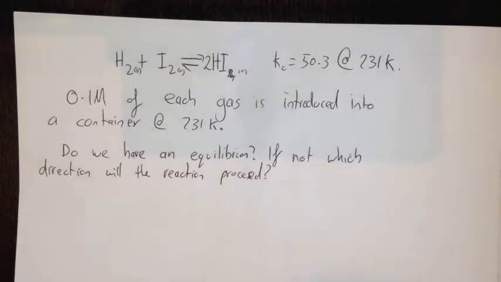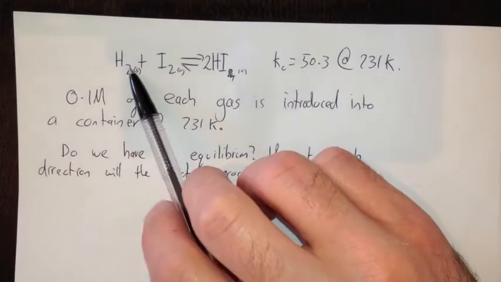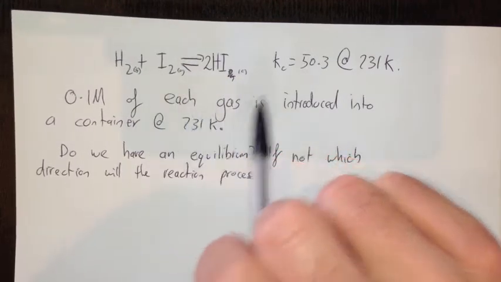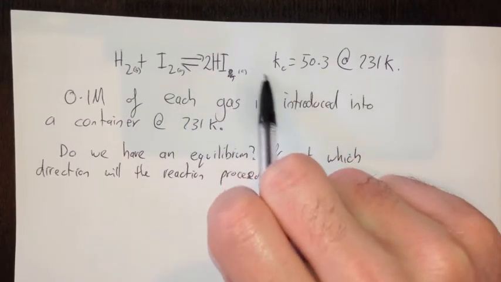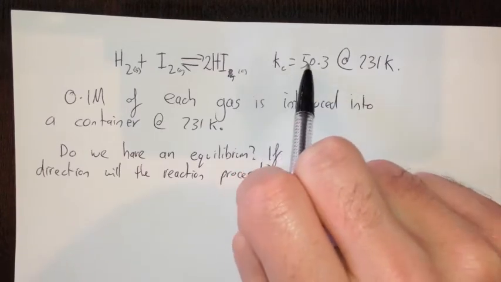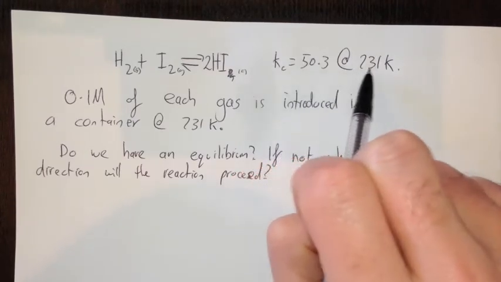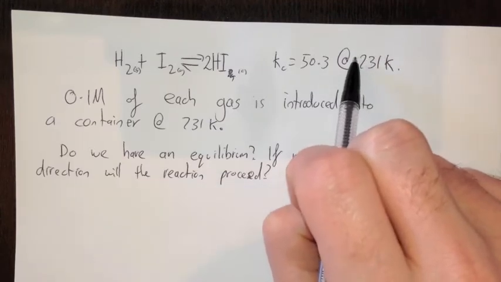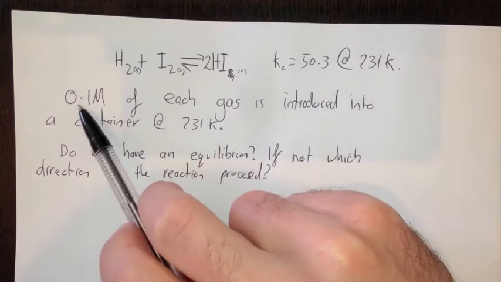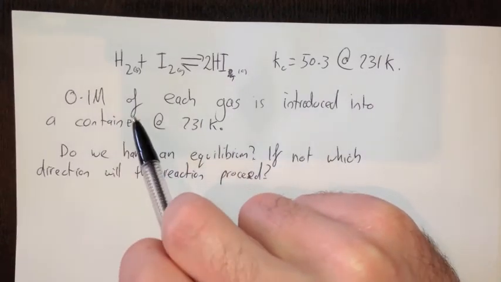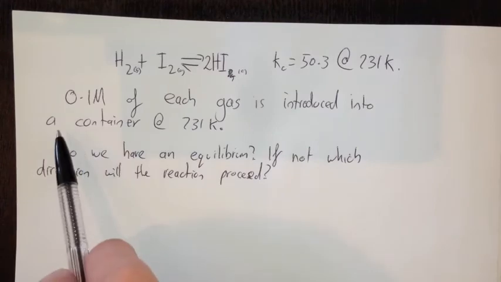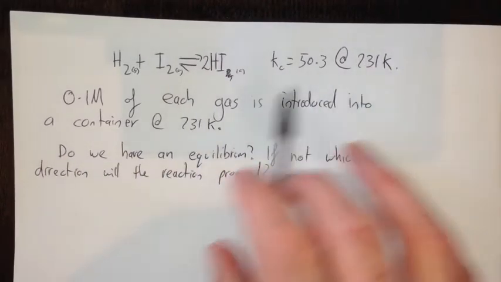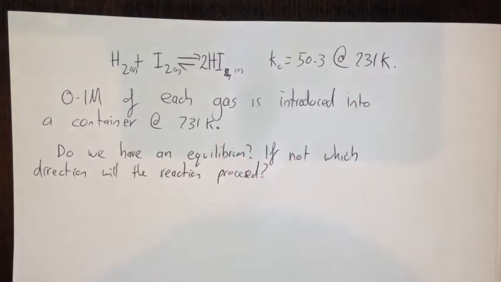Okay, here's our first question for equilibrium, and it's using this equation here, where it's the formation of hydrogen iodide from hydrogen and iodine. The equilibrium constant is given to us here, Kc, as 50.3 at a certain temperature, being 731 Kelvin. And we have 0.1 molar of each gas introduced into a container at this temperature. Notice the same temperature means we can use K as being our equilibrium constant.